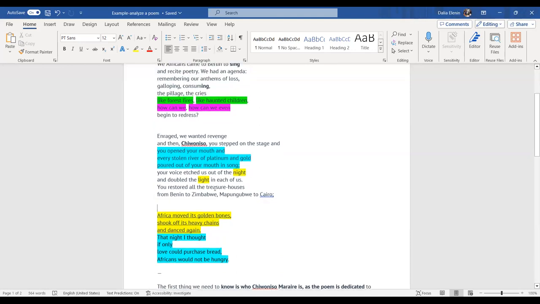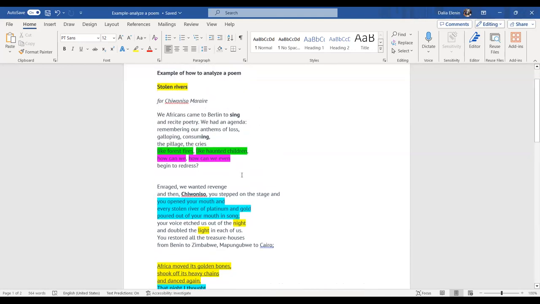Okay. Now, if you look up here, what else can you see in this stanza? What poetical device, sound and image? Can anybody tell me? The first stanza here. Let's see. It came to Berlin to sing. Yes, there is sing and consuming. Yes, this is rhyming. Very good. So we have sing and consuming.